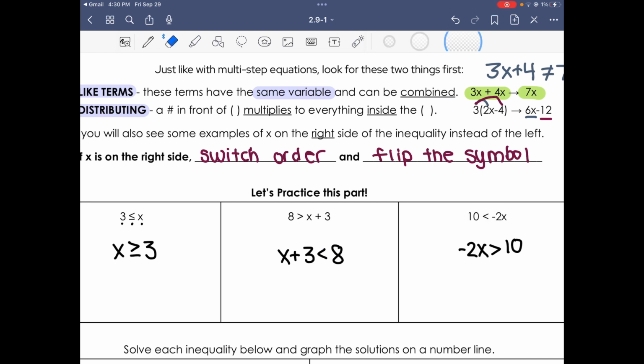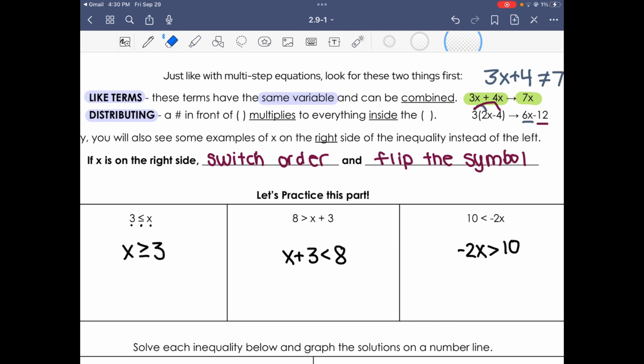All right, take a second to make sure you have got all three of those reordered inequalities down, and we'll start in on some examples of how to solve them.